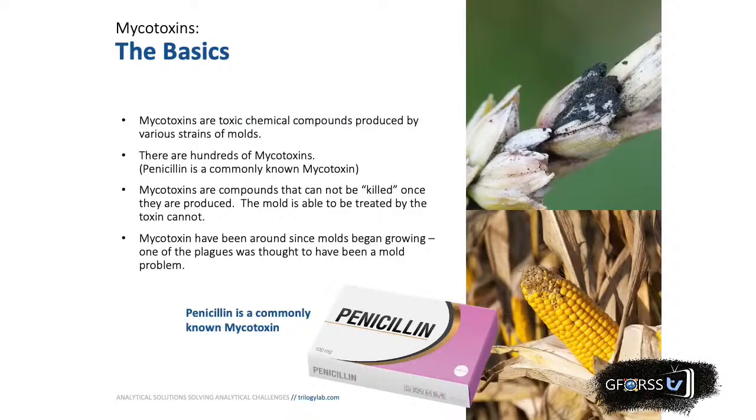Mycotoxins are chemical compounds produced by molds. There's actually hundreds of mycotoxins. One such toxin that we all know about is penicillin.